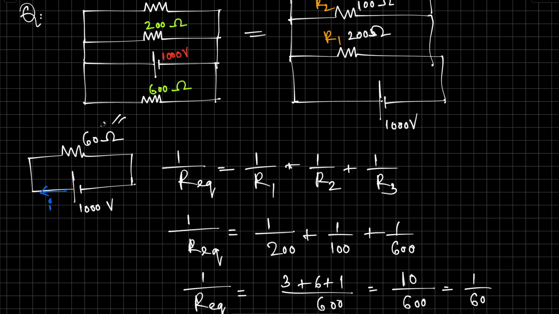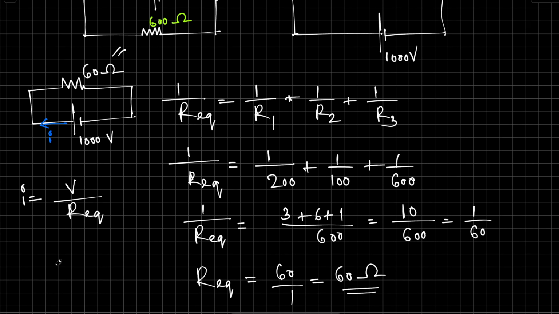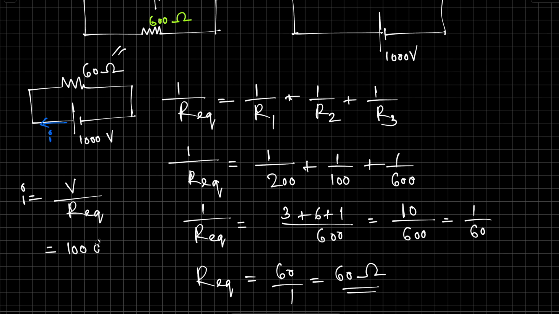Now we need to find the current through the circuit, right? I. Equation for current using Ohm's law, I equals V over Req. Voltage is 1000. Req is 60. 16.67 amps.